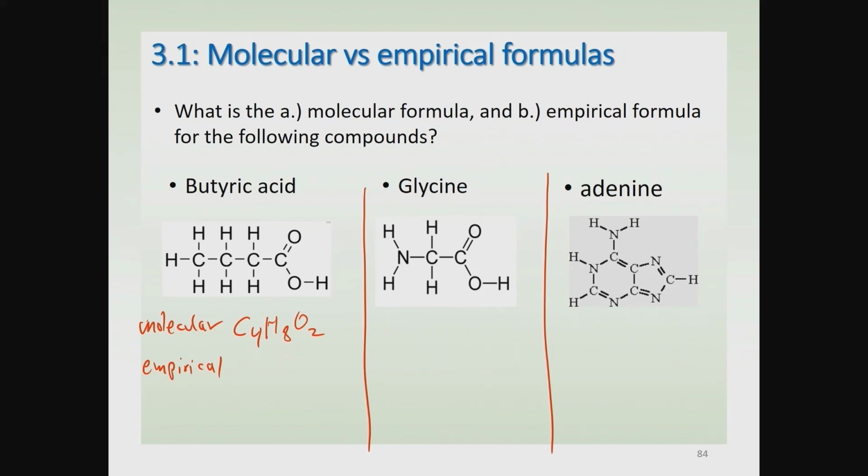And so we can get an empirical formula that is different from the molecular formula. It looks like we can divide all those subscripts evenly by 2. So the empirical formula should be C2H4O.